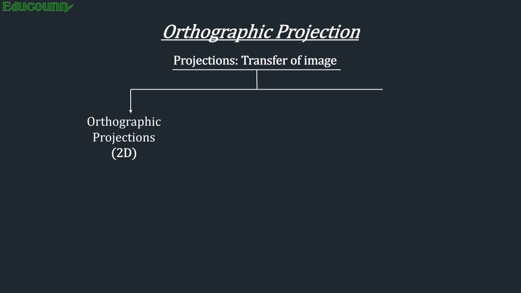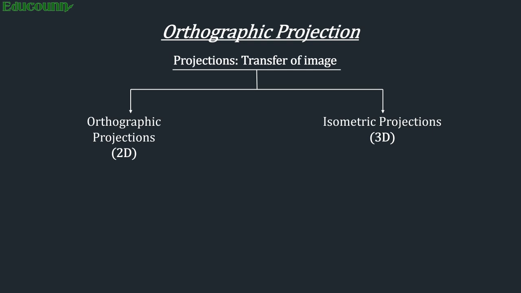So let us move to the next concept, that is, what are the types of projections? The projections are categorized into two types. One is orthographic projection, which is also called 2D projections or two-dimensional. Another is isometric projection, that is 3D. So now what is orthographic projection? Orthographic projection is a two-dimensional representation of an object. And what is isometric projection? It is a three-dimensional representation of an object.